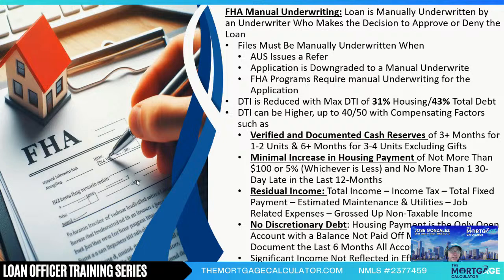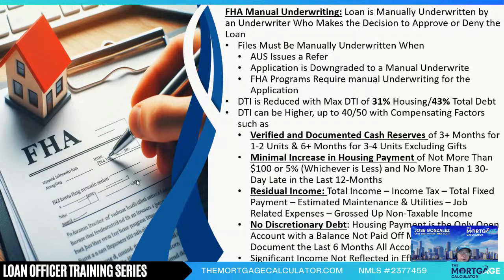Another compensating factor that will assist is if the borrower has residual income. Now, the FHA does use the VA table for residual income, depending on the part of the country that you're in. Keep in mind, residual income is minus the income tax due for the income of that month. They're looking at net total income minus total fixed payments, that's housing expense, minus estimated maintenance and utilities, minus job related expenses and minus grossed up non taxable income. So once you do all that minusing, you get to a residual income amount. And if you're over the residual income requirement for the area and based on the number of members in the family, then you have a good chance.